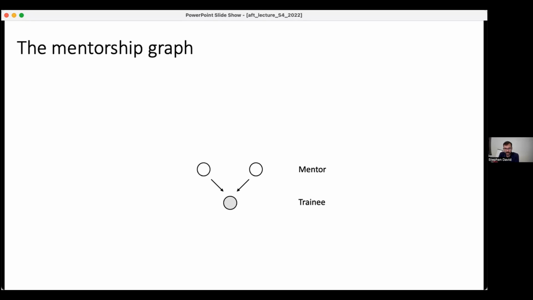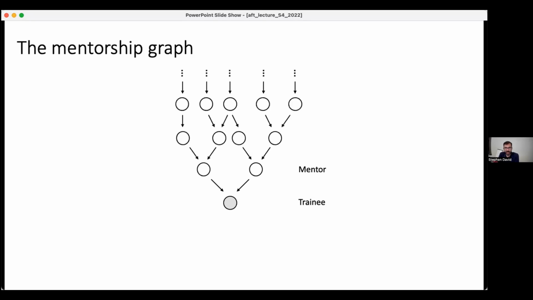But this is a graph, right? So your mentors had their own mentors, and they had their mentors, and so there's a large network feeding into an individual trainee's experience, and that trainee will, at least in some cases, go on to train their own researchers, and those researchers may go on to train others as well.